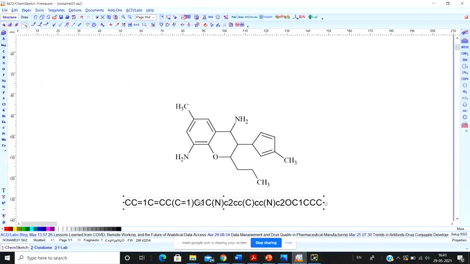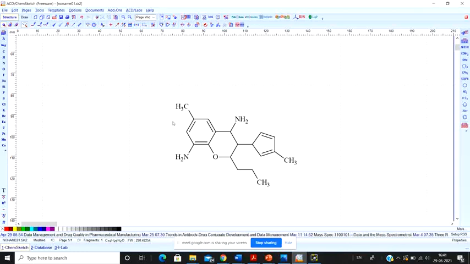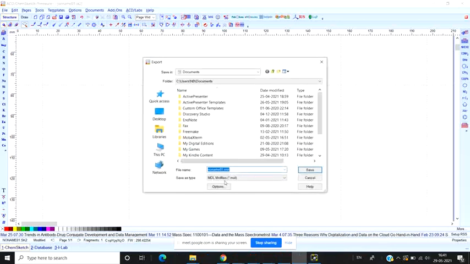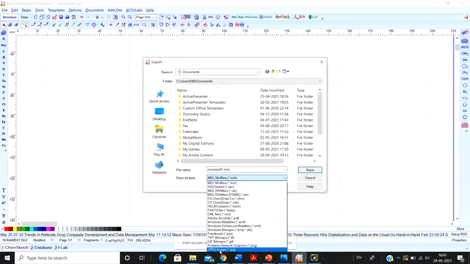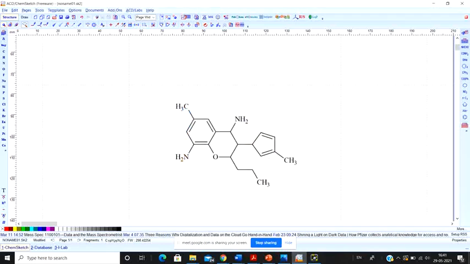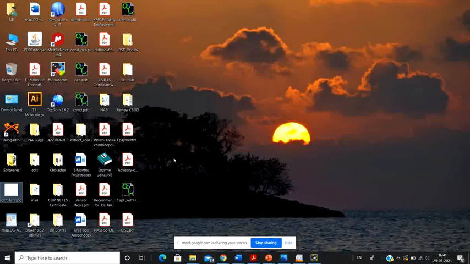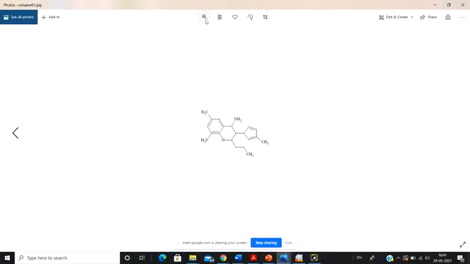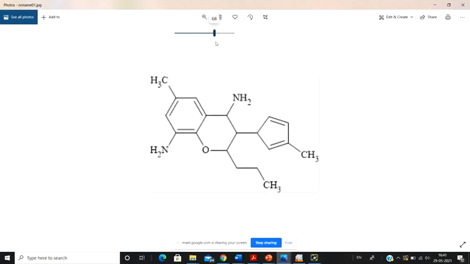Suppose I have designed and drawn this picture. Now suppose I need to write a project, I need to submit this. What to do? Simply click on file and click on export. On export, simply select this file as JPEG. Click on desktop, and simply select save. Now see, I have given the name as no name. Where is no name? Yes, no name. So this is the molecule that I have designed. So you can also use this particular picture in your project copy.